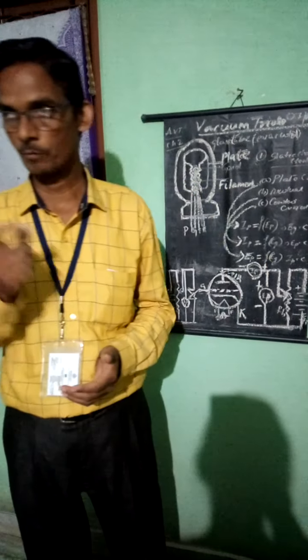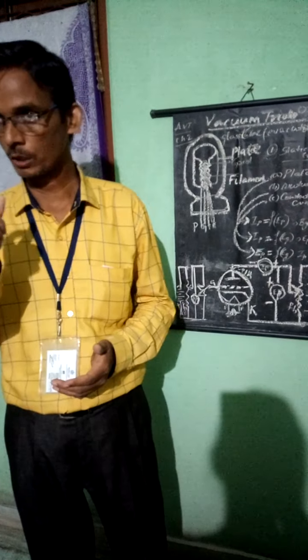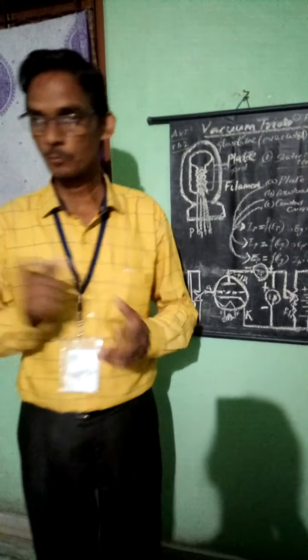But let us see one more new thing now, that is the vacuum triode. The vacuum triode is one of the vacuum tubes. It was designed in 1906 by the American scientist Lee De Forest, and he brought a change in electronics after the invention of the vacuum triode.